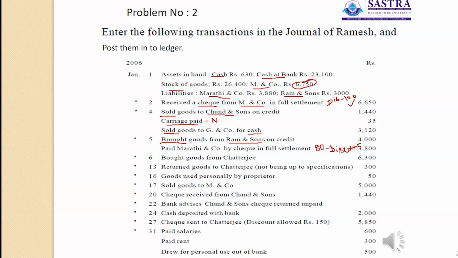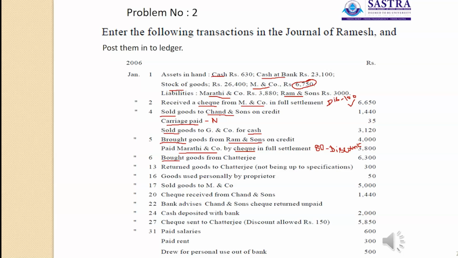Discount received is a nominal account, that is income, so that should be credited. What are the accounts involved here? One is Marathi account, next is bank account, and another one is discount account. Marathi account, bank account and discount account. There are three accounts involved here.